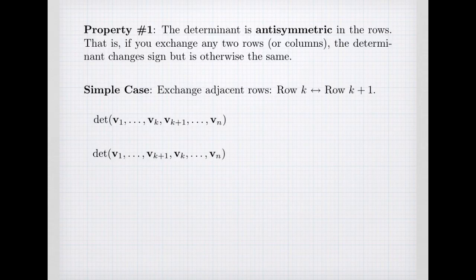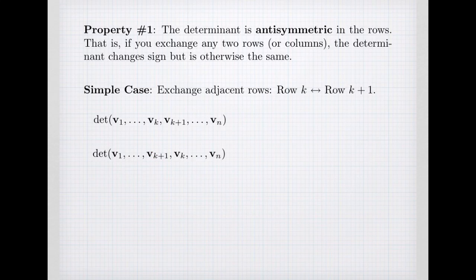So the first key property of determinants that we want to prove is that if you exchange any 2 rows or any 2 columns, the determinant will change sign. There's nothing else that happens. In order to do this, we're going to start with the simplest case where adjacent rows are switched. So here I have my matrix A with the rows in order, and I have a new matrix, we'll call it B, and the only thing that's changed is that the k and k plus 1 rows have switched order.